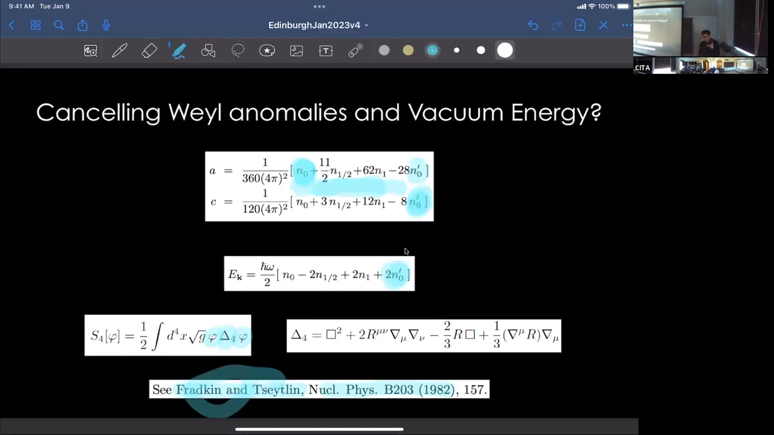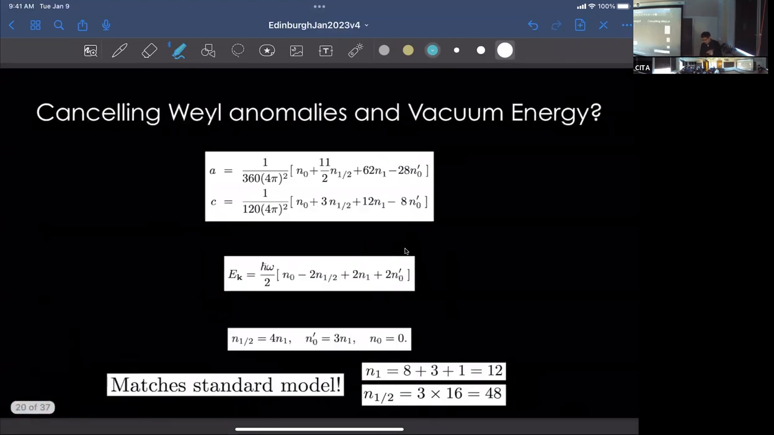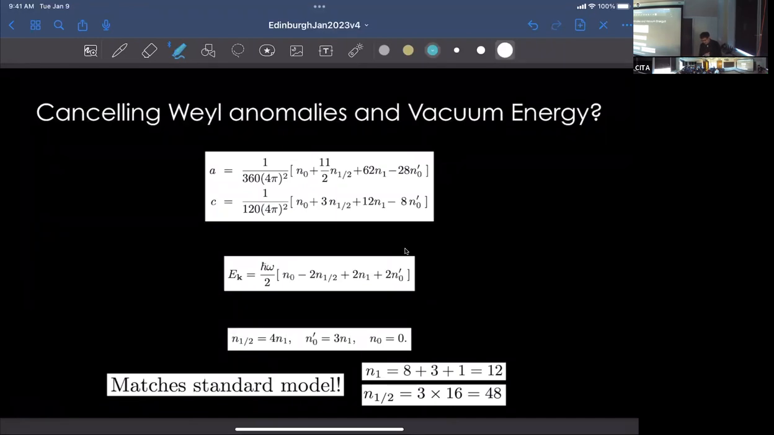So there's this bit of striking numerology, that 36 of these new conformally coupled scalar fields cause both Weyl anomalies and the vacuum energy to cancel. Another way to say how that's surprising is that it wouldn't be possible for a general theory to find any number of fields that would cancel all three of these anomalies.